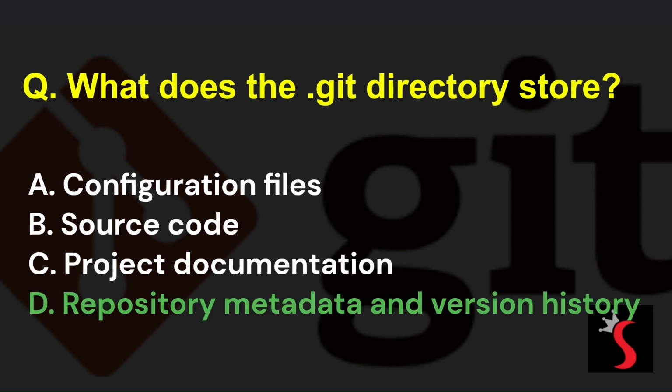And the correct answer is option D, repository metadata and version history. The Git directory is where Git stores the metadata and object database for your project. This is the most important part of Git, and it is what is copied when you clone a repository from another computer. The basic Git workflow goes something like this.